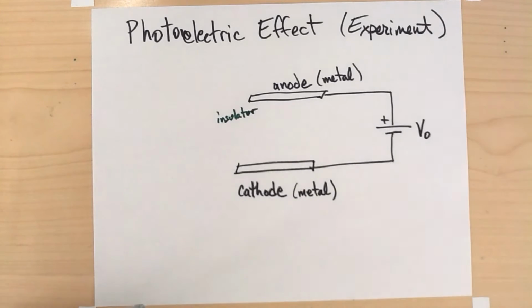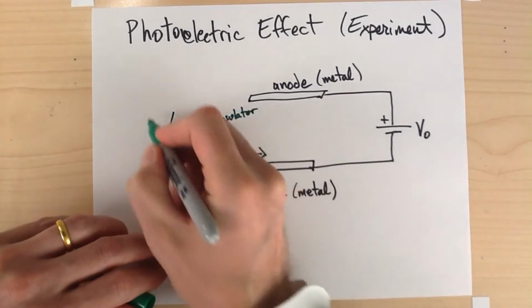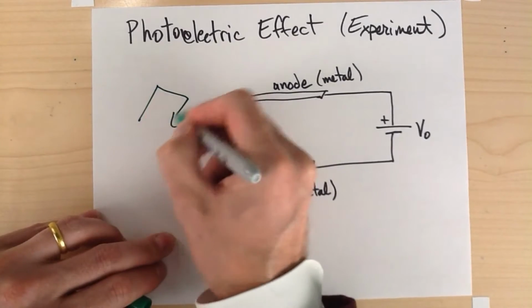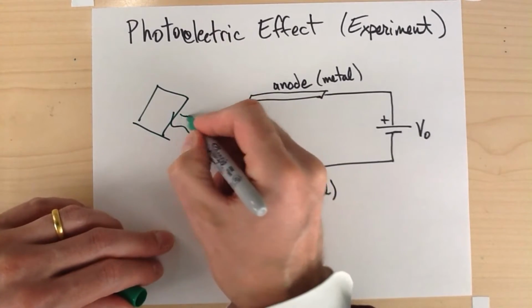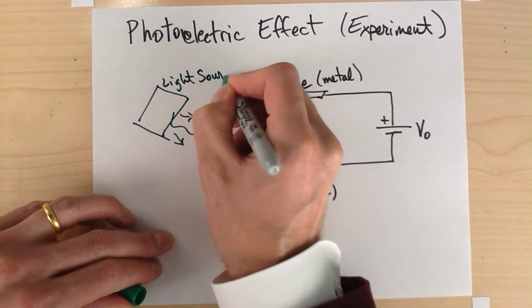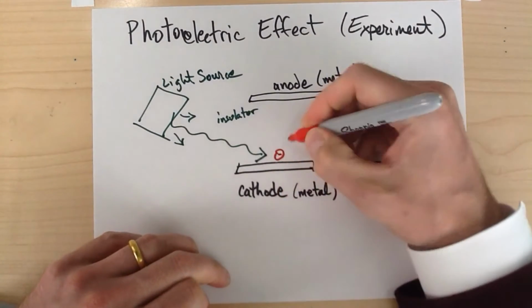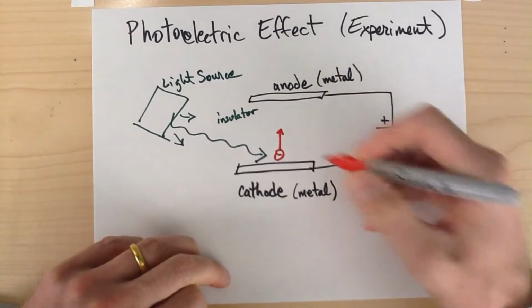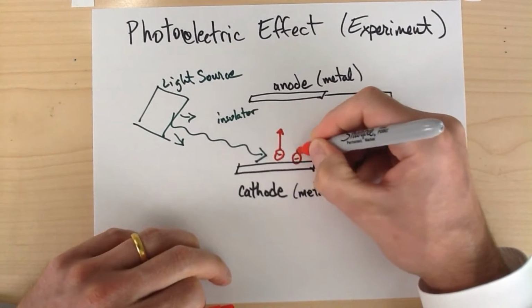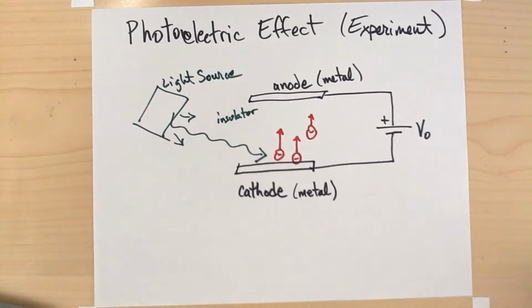All right, so we'll give this the label of V sub 0. All right, now if we have some light shining on this from a light source, which I'll draw as a big box, well, then, under some circumstances, some electrons can receive enough ionization energy to jump out from this cathode and be collected toward the anode.